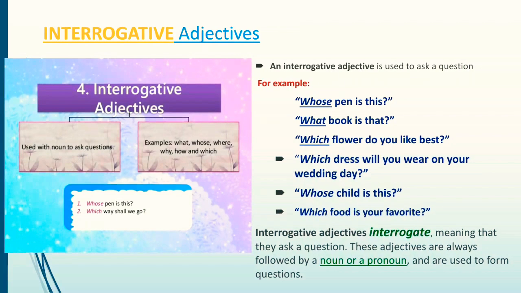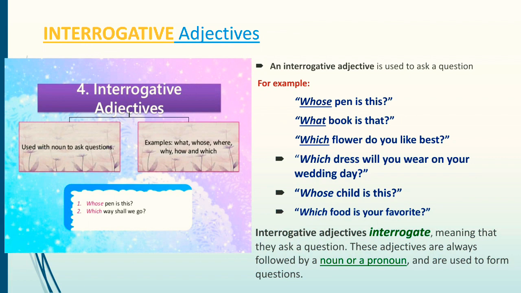Interrogative adjectives. An interrogative adjective is used to ask a question. Example: what, whose, where, why, how, and which. Whose pen is this? What book is that? Which flower do you like best?